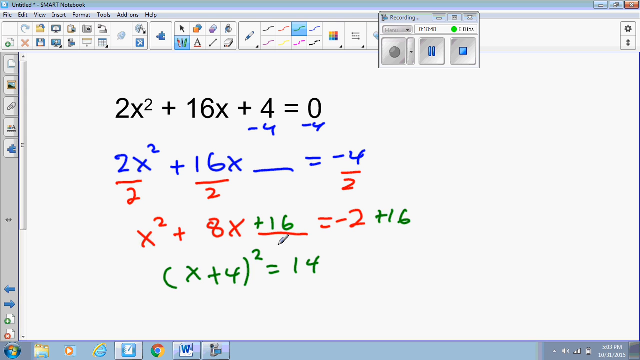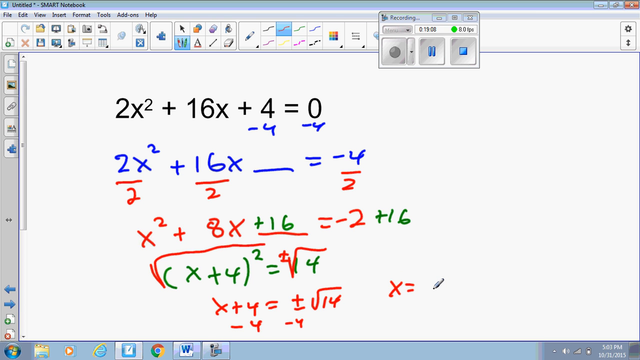We have something squared equals a number. We go through the steps we always did. We take the square root of the left side and the square root of the right side with a plus or minus. And that gives us x plus 4 equals plus or minus the square root of 14. So now I'm going to subtract 4 from both sides. So x equals negative 4 plus or minus the square root of 14. And that would be our answer to this problem.